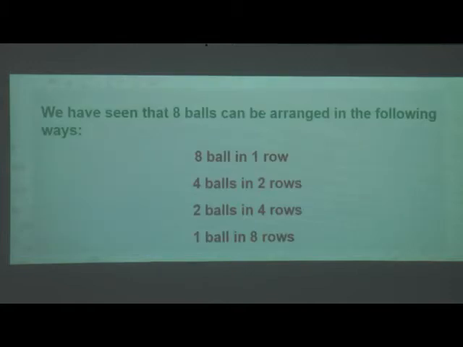Let us see what are those. 8 balls we have arranged in 1 row, 4 balls we have arranged in 2 rows, 2 balls we have arranged in 4 rows, and 1 ball we have arranged in 8 rows. Okay, so this was the arrangement of the 8 balls in different ways.